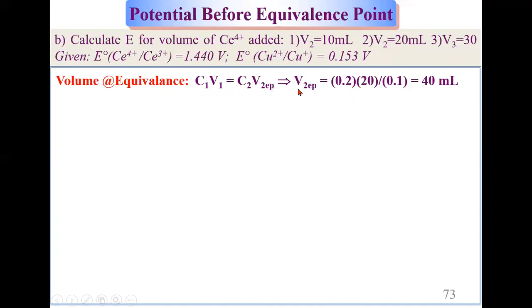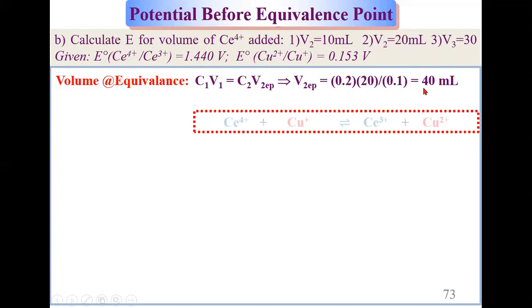Okay, so solve for V2 at equivalence. We have the concentration of my copper times the volume of the copper, divided by the concentration of the selenium which is added, and therefore my volume at equivalence is simply 40 mils. So all these volumes up to 30 milliliters are points before equivalence.